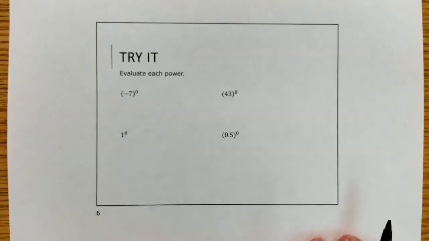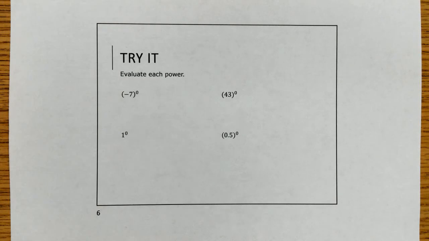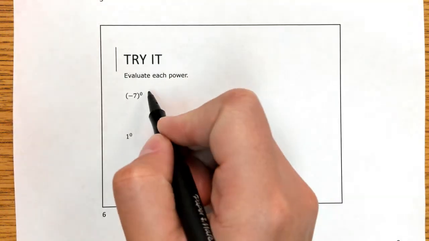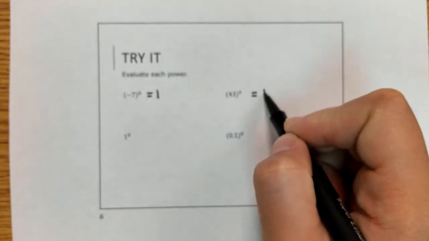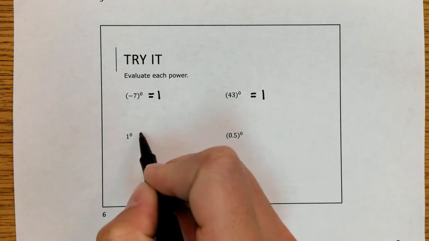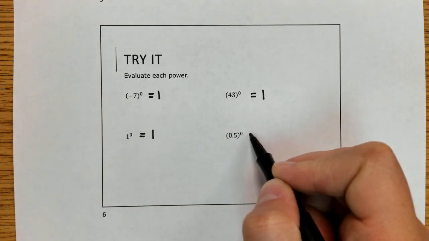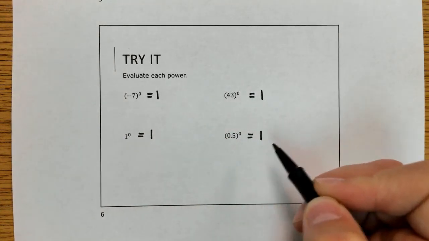There are 4 try-it problems for you to try. So go ahead, pause the video, try these on your own, and then resume the video when you're ready to check your answer. So negative 7 to the 0 power equals 1. 43 to the 0 power equals 1. 1 to the 0 power equals 1. 0.5 to the 0 power equals 1.